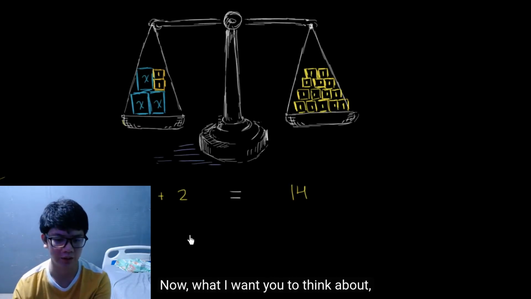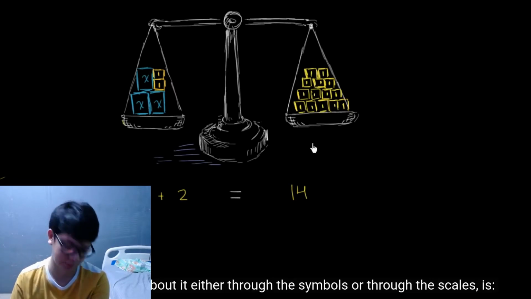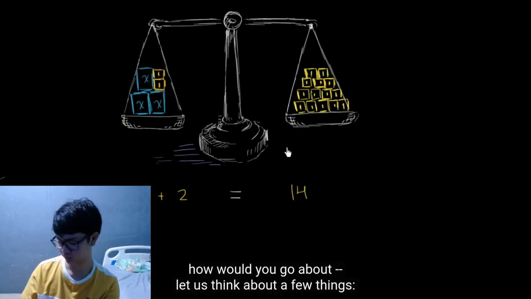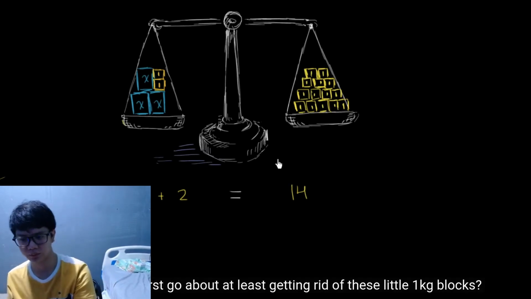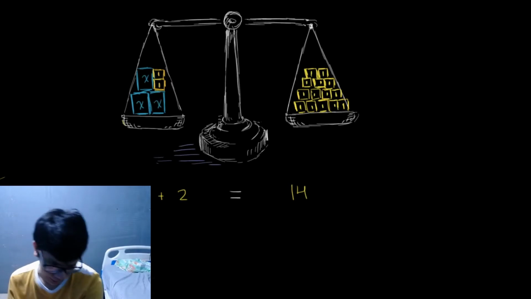Now, what I want you to think about, and you can think about it either through the symbols or through the scale, is how would you go about, first, at least getting rid of these little 1 kilogram blocks over here? I'll give you a second to think about that. Subtract 2 from both sides.